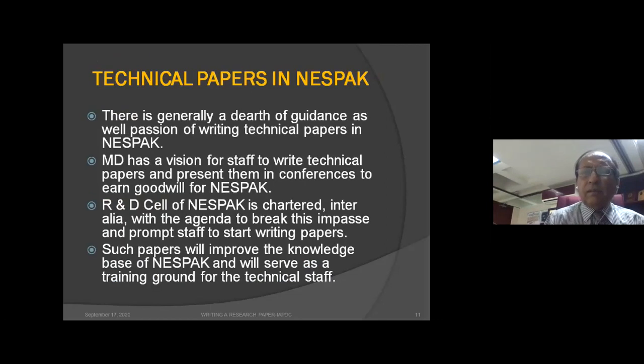So this all happens. In Nespak, there is no second opinion, there is a dark. People are not tuned to writing. They're very good, intelligent people, people having a very high level of expertise and good writing ability, expression ability too. But they say we don't have time. In Urdu they say, waqt nahin milta. I think this is all incorrect.